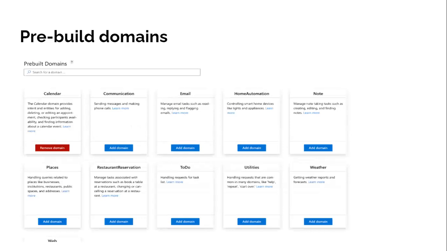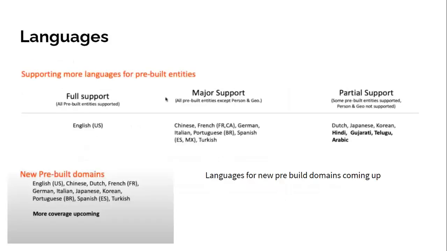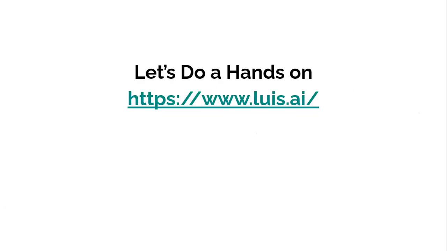There are pre-built domains present, which are calendar, communication and email. These are currently given to us by LUIS, and they have inbuilt entities and intents. The languages currently supported by LUIS are English, with major support, and it also has partial support for Hindi, Gujarati, Telugu and Arabic.